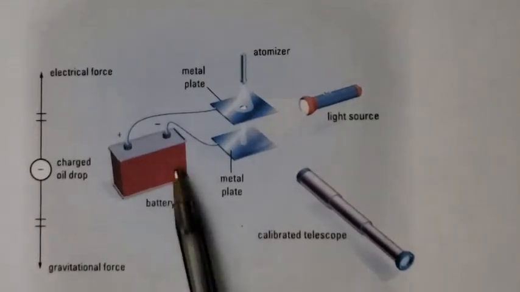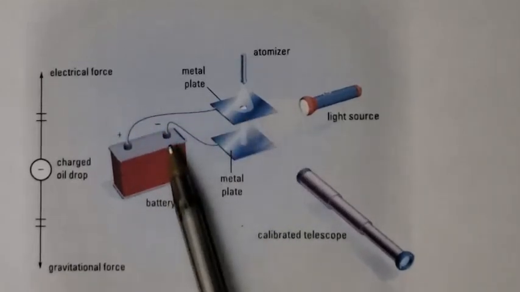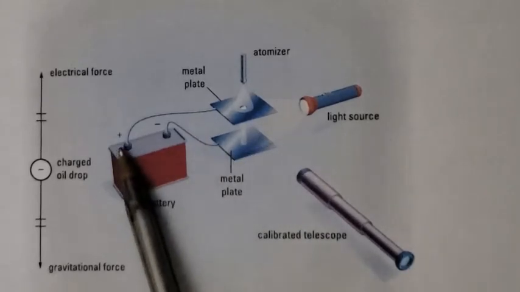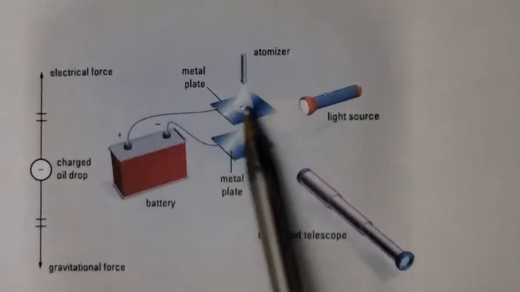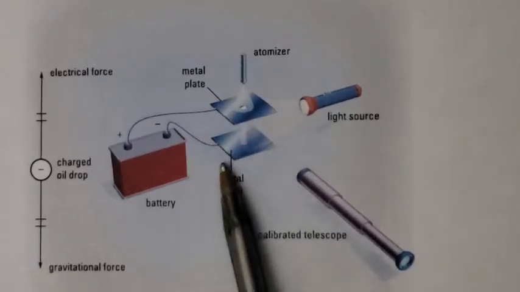He took a battery, and a battery always has a positive and negative terminal. He connected the positive terminal to a metal plate. He also connected the negative terminal to a metal plate as well. So the positive side created a positive metal plate. The negative created a negative metal plate.